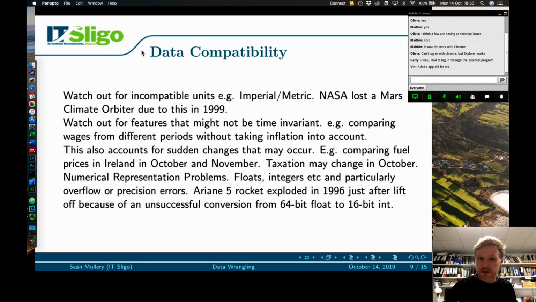You might have numerical representation problems, so floats, integers, etc., and particularly overflow or precision errors can cause major issues. Indeed, there was an Ariane 5 rocket that exploded back in 1996, about 40 seconds after liftoff, and it was simply because somewhere in an embedded system there was an unsuccessful conversion from a 64-bit float to a 16-bit int, and it caused that rocket to explode. So that's obviously a very serious effect of these things. If you're dealing with autonomous vehicles, you are also dealing with things that can cause injury. So it's important to be aware that data formats and data representation problems can all cause issues.